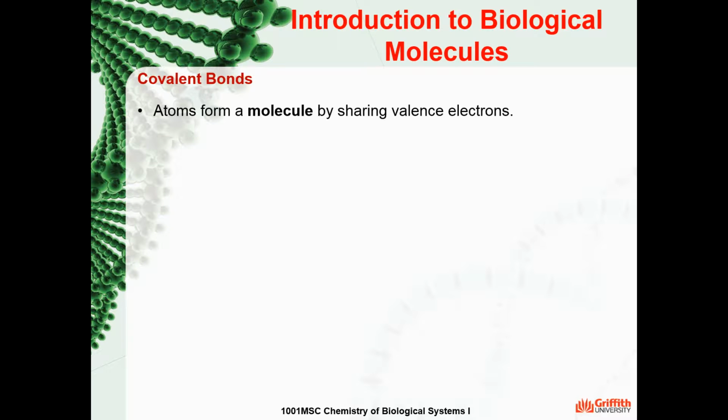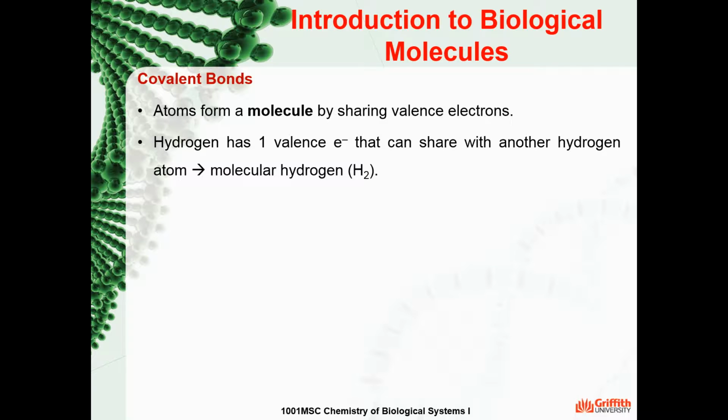Covalently bound atoms share electrons to form molecules. Two elements come together and share their valence electrons due to overlapping of the orbitals. This forms the covalent bond. For example, hydrogen with its single electron can fill its valence shell, shell 1, by sharing a pair of electrons with another atom. When it shares with another hydrogen atom, it forms molecular hydrogen, H2.